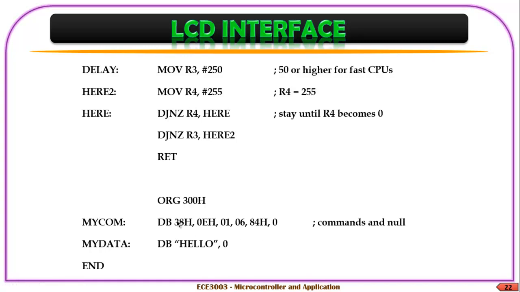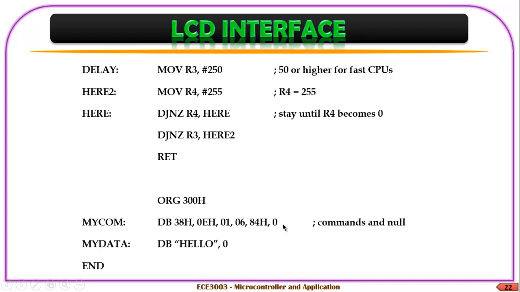38 is for initializing your LCD. 0E turns your LCD on, with cursor on and cursor blinking. 01 is for clearing your LCD screen. 06 is for performing a right shift operation. Likewise, 84 is the position from where you have to start displaying the characters.